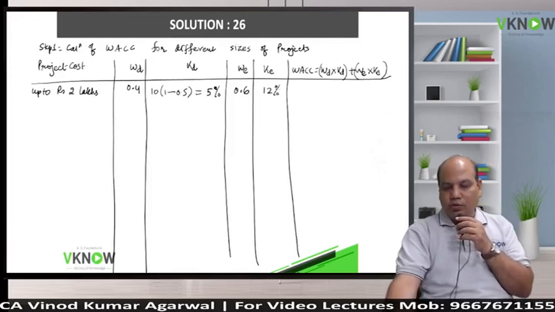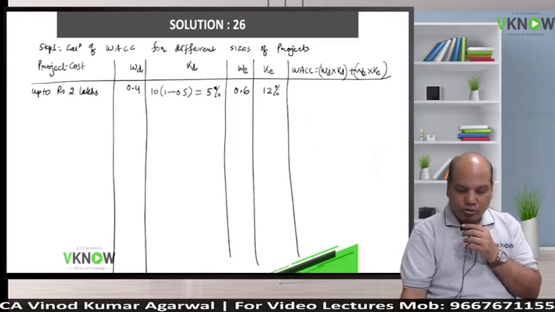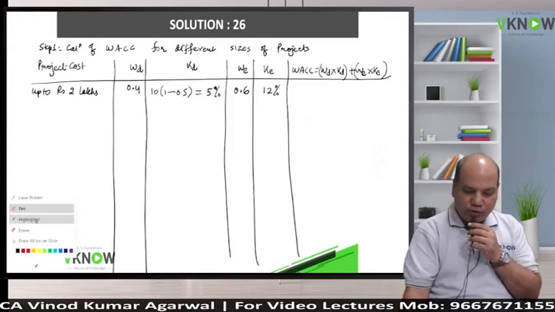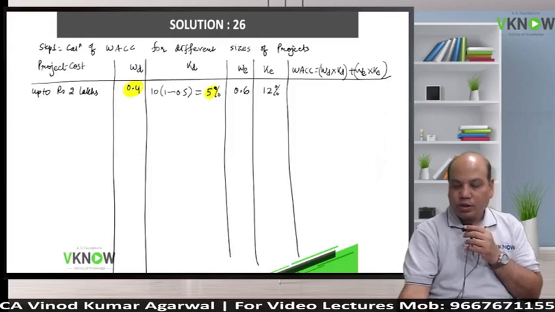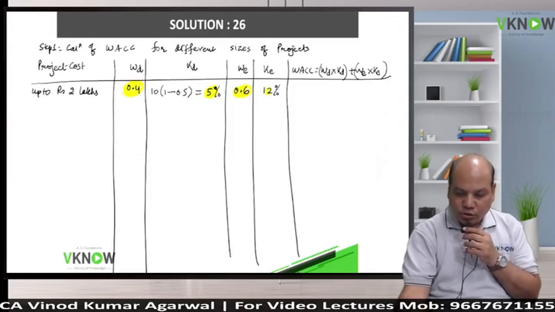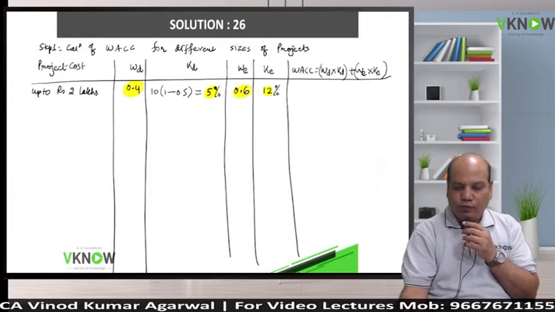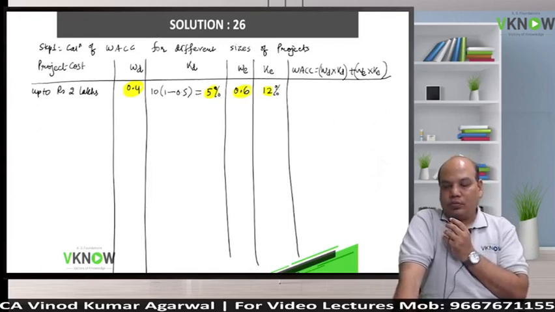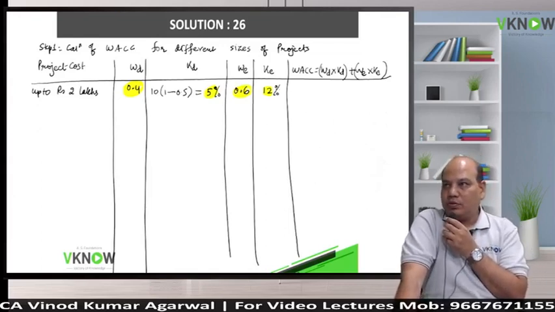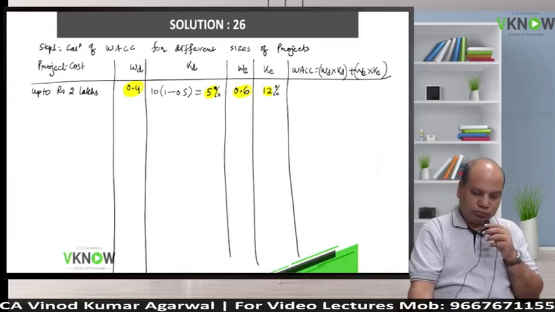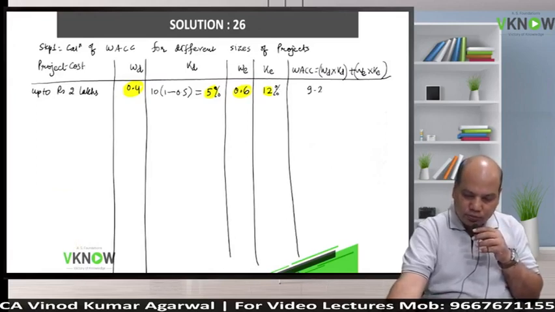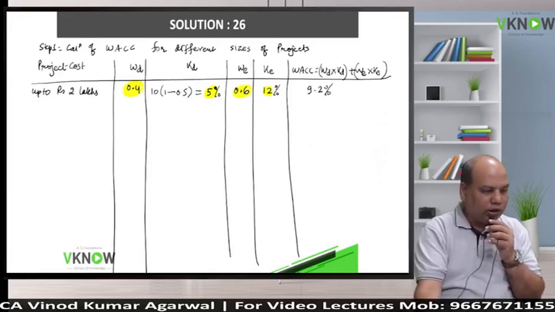Okay. So now how will you get the answer? You have to tell me. I will help you with it: 0.4 into 5 plus 0.6 into 12. So 0.4 into 5 is how much? 2. And 0.6 into 12 is 7.2. So give me the answer. Is it 9.2%? 9.2%. Okay, one line blank.